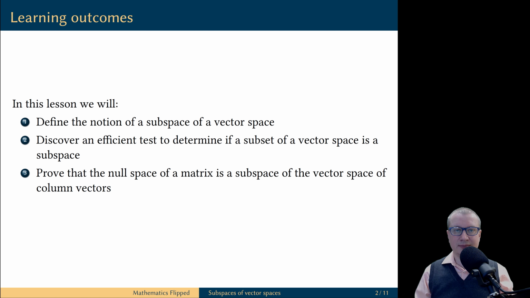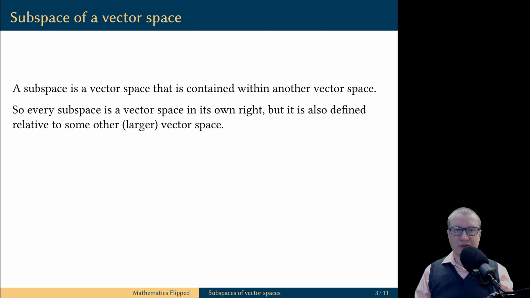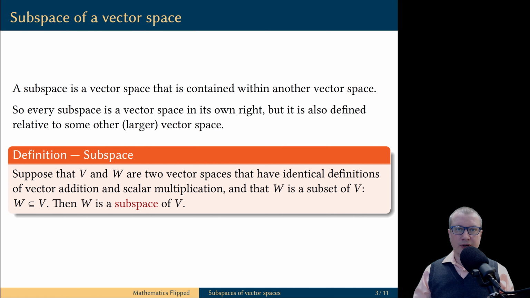Let's get started. Here's an idea for a notion of a subspace. A subspace is a vector space in its own right that lives within another bigger vector space. Suppose we have two vector spaces V and W with identical operations of vector addition and scalar multiplication. Moreover, let's assume that W is a subset of V. Then we say that W is a subspace of the vector space V.